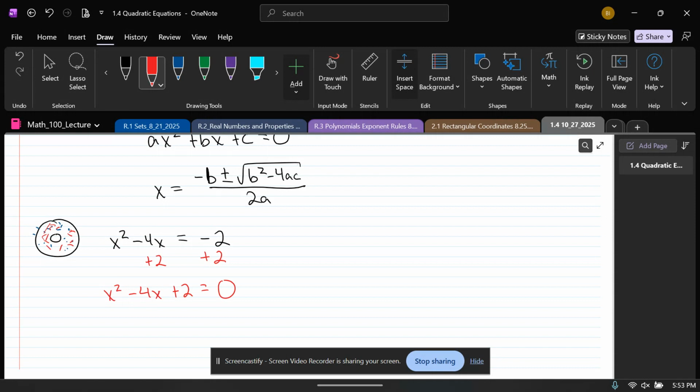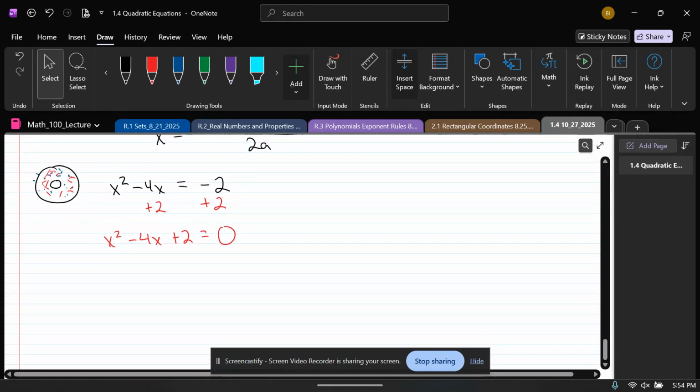Now, I would love it if everything would always factor, but it doesn't. I'd love it if my truck never ran out of gas, but it does. The reason I need the quadratic formula here is that if I try my little x method, there's nothing that multiplies to be 2 that will add to be negative 4. So we have to have another method to solve this. That's where the quadratic formula comes in, because factoring won't work on this one.